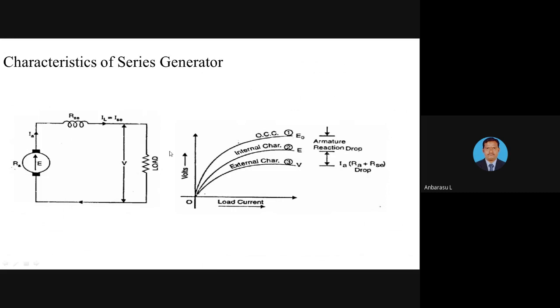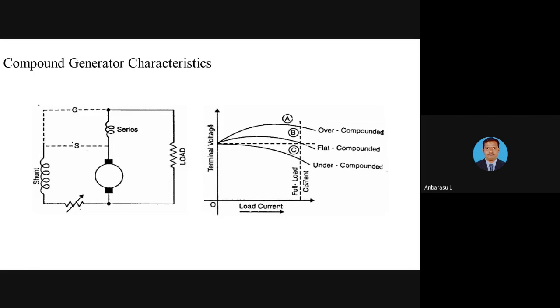The very important point: the field winding and the armature winding, then only we can produce the voltage. That is very, very important. Open circuit characteristics curve, internal characteristics curve and external characteristics curve. And this is a compound generator characteristics curve.